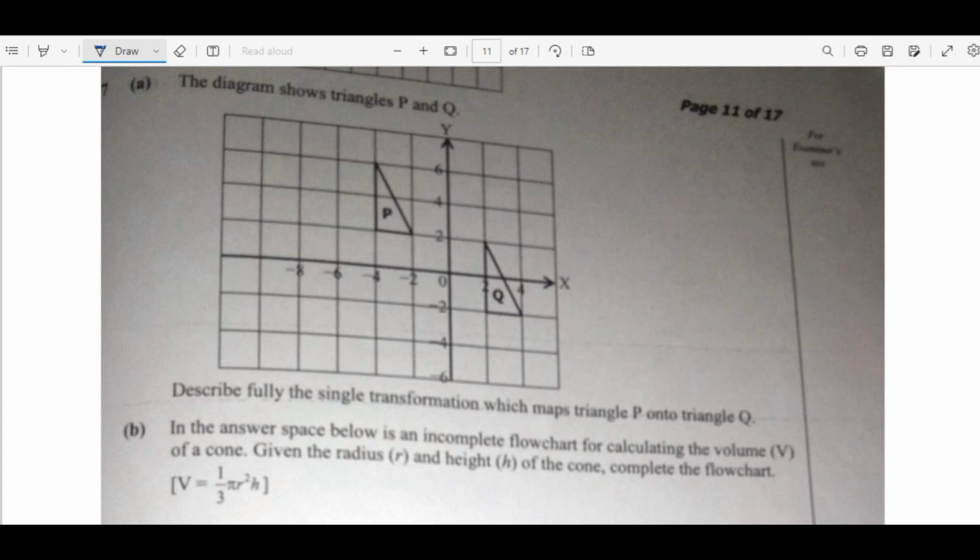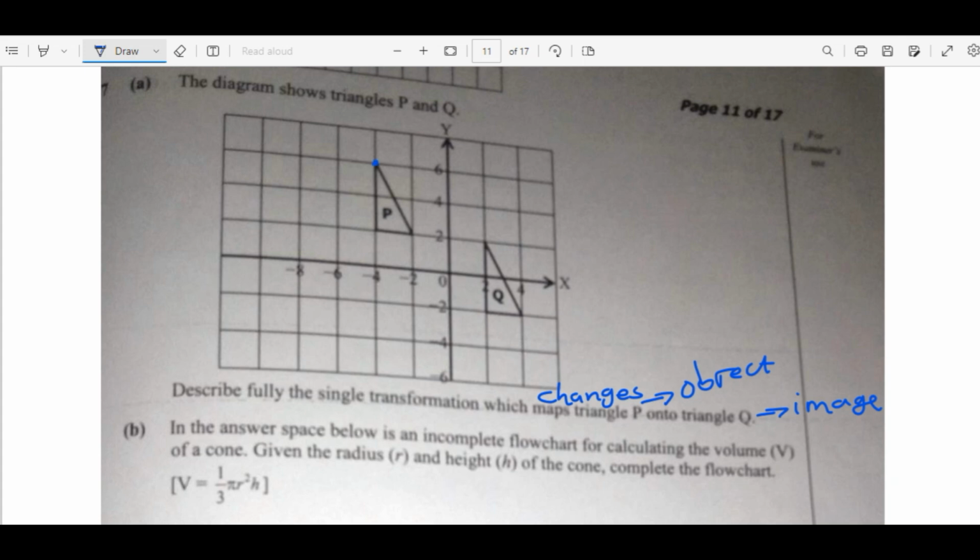So the word maps simply means changes. Now the triangle that went into a certain change is triangle P. So this triangle P is considered to be an object, while triangle Q is our image. So this is a transformation topic. Now, how can we describe? For us to describe the single transformation, first we need to look at, among the 6 transformations that we have, which transformation suits the description that we have here.